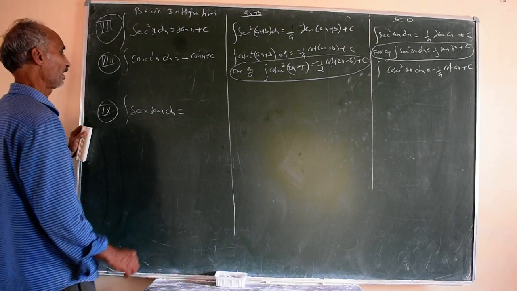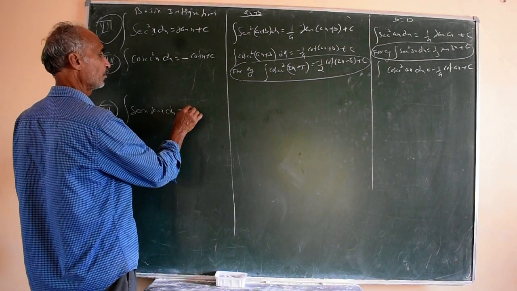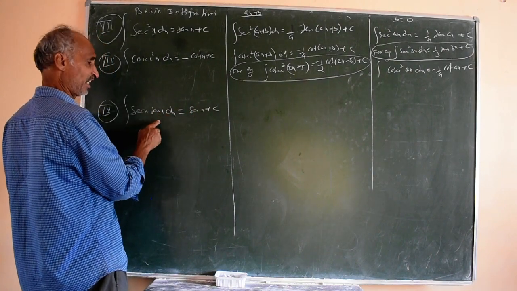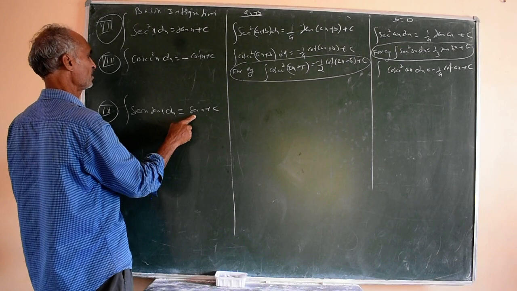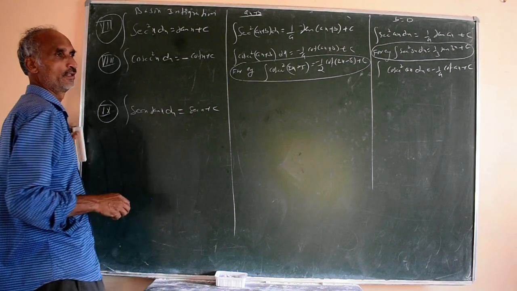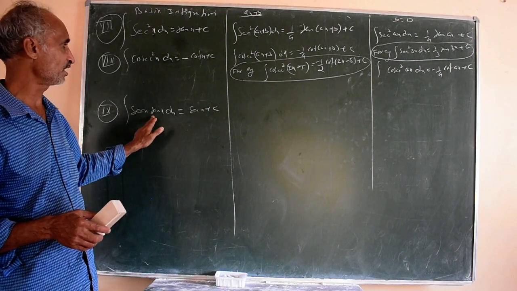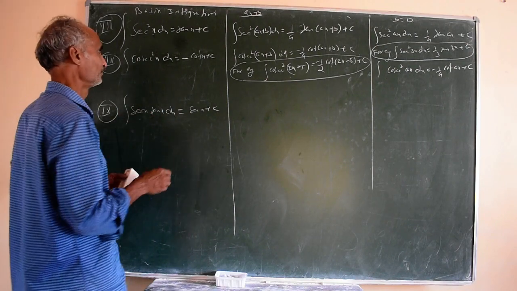The ninth one: integration of sec x tan x dx is equal to sec x, because the differentiation of sec x is sec x tan x. Therefore, by integrating sec x tan x, you get sec x.